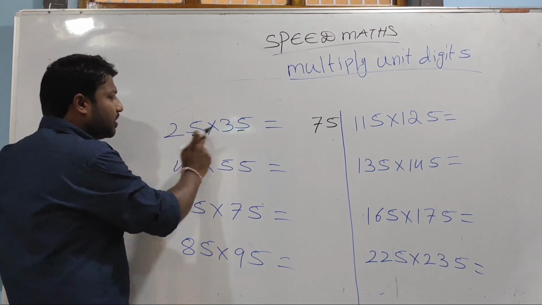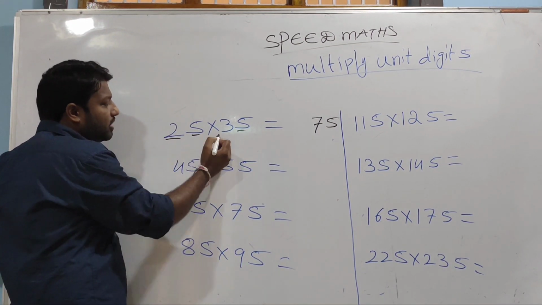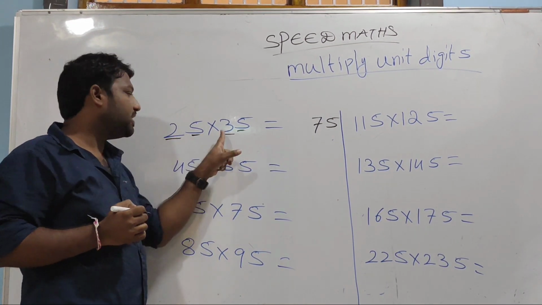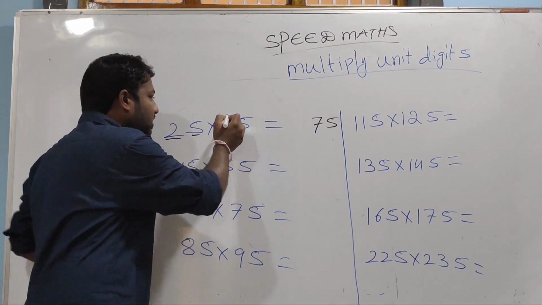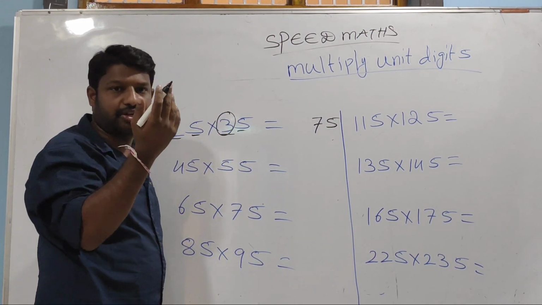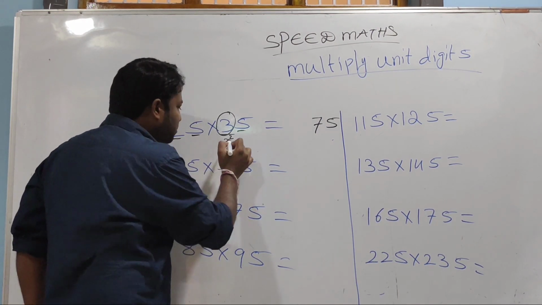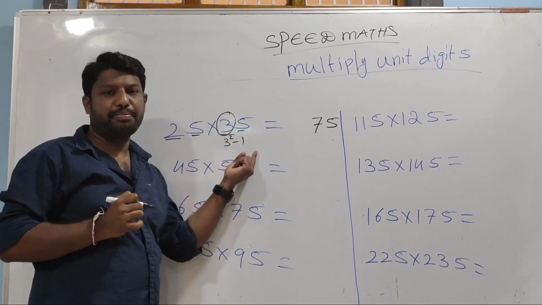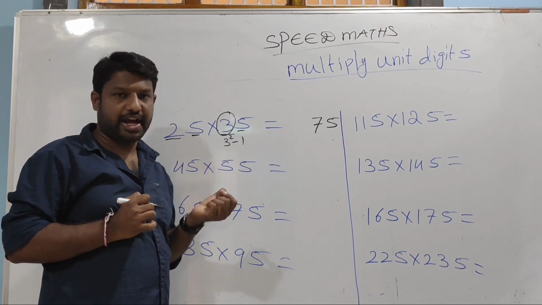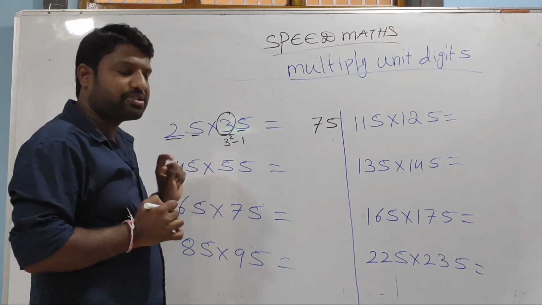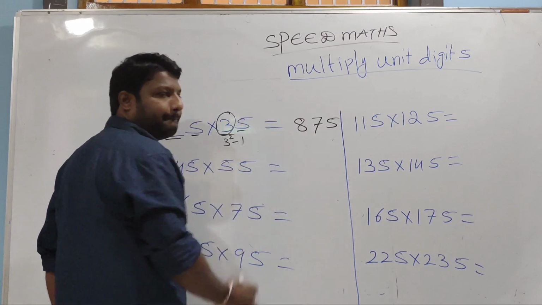After that, now look for the larger number. Here 2 is there, here 3 is there. So the larger number is 3. Now square that number. 3 square is 9. So 3 square minus 1. What is 9 minus 1? 8. So write 8.